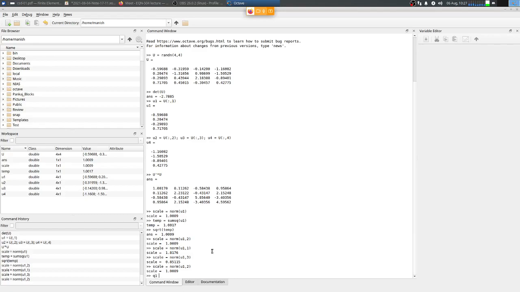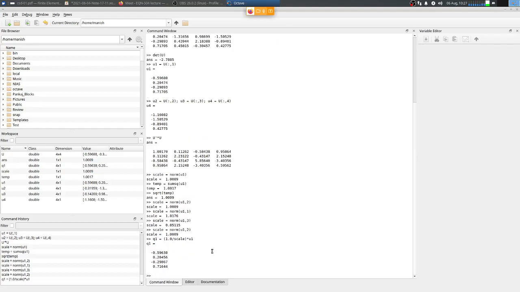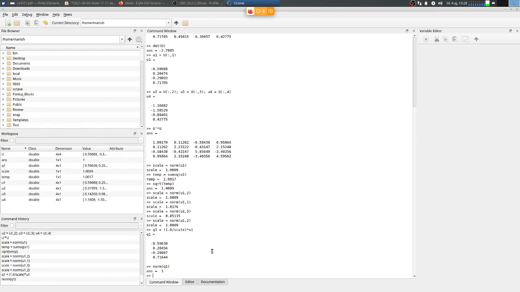So then we define q1 as 1.0 divided by scale, multiplied by u1. So this is now unit length, and if you want to confirm, just compute the norm of q1, and that works out to 1.